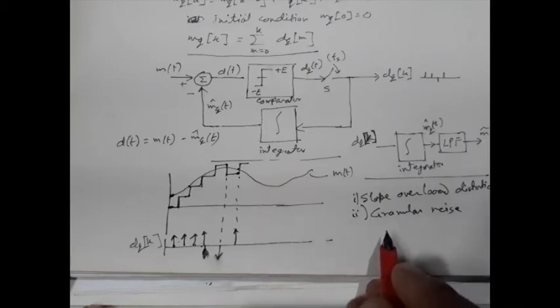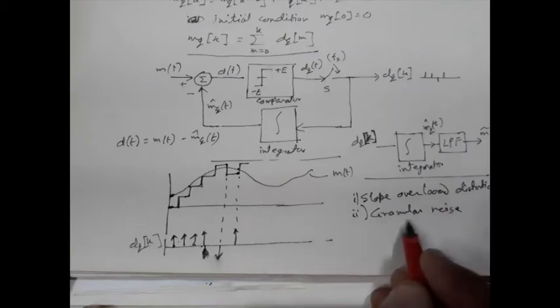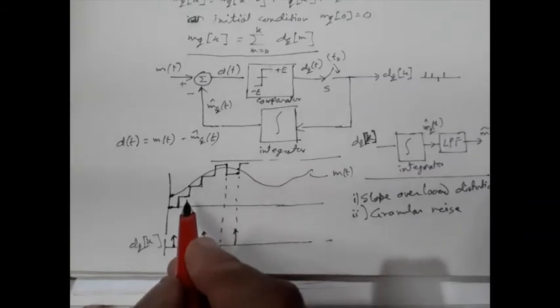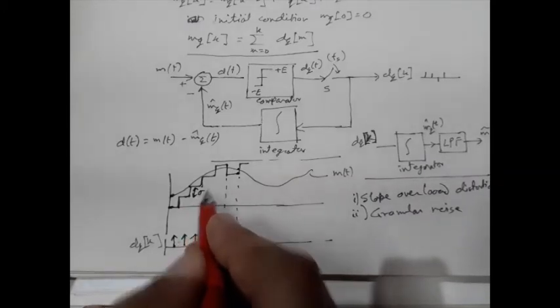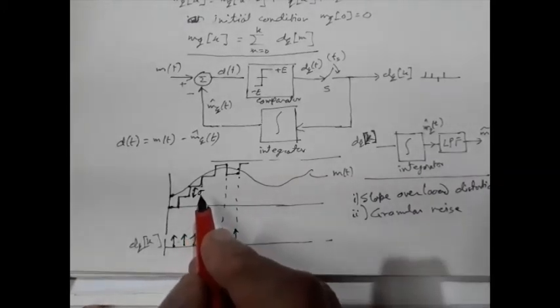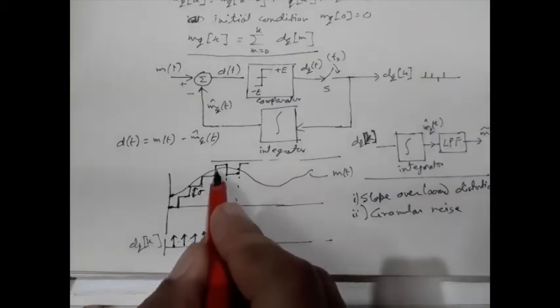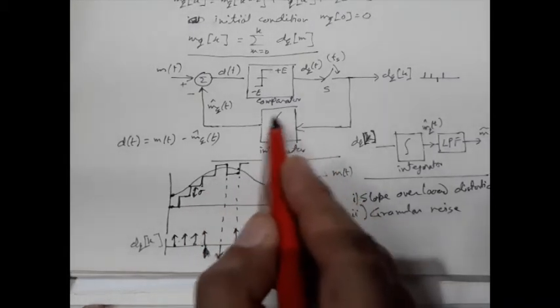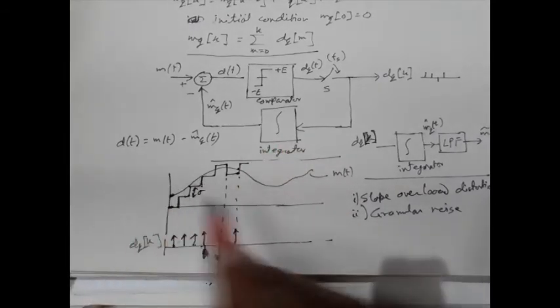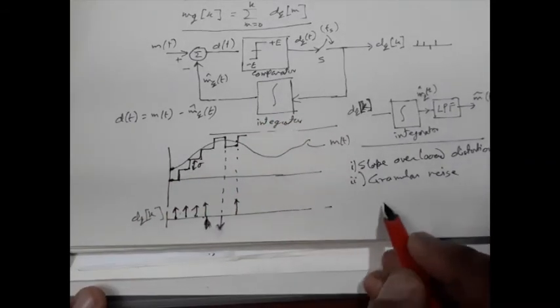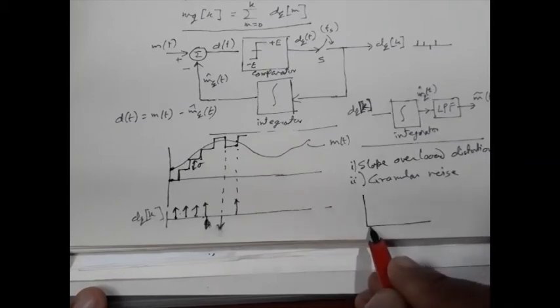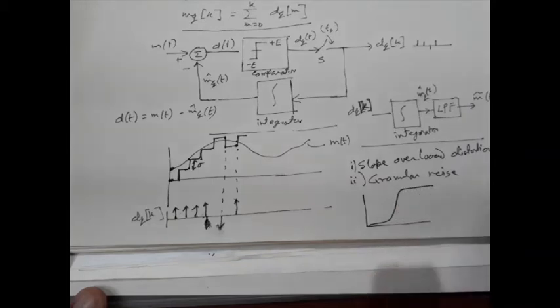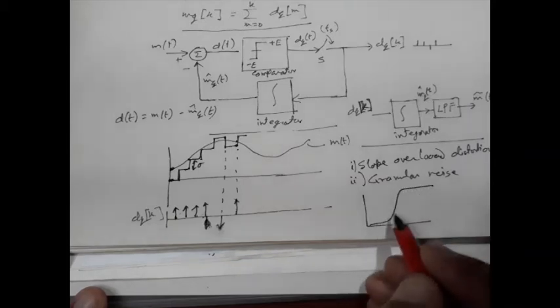So let us see what is the meaning of slope overload distortion and granular noise. Generally, if you call this step size sigma, then the sigma is constant for a particular circuit. The sigma is constant, the step is constant. Now if we have a signal that varies at a very fast rate like this, this is M.